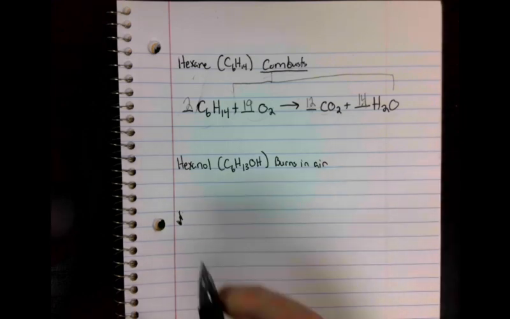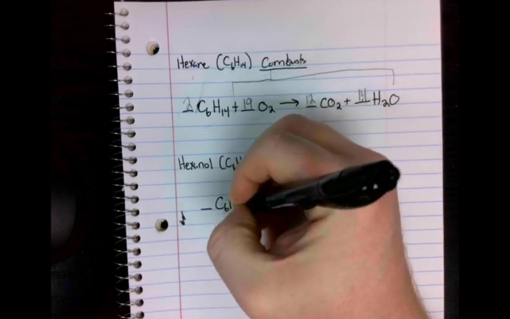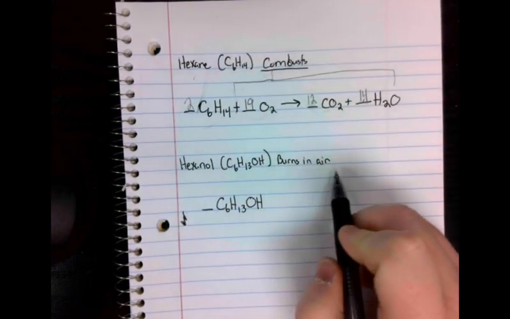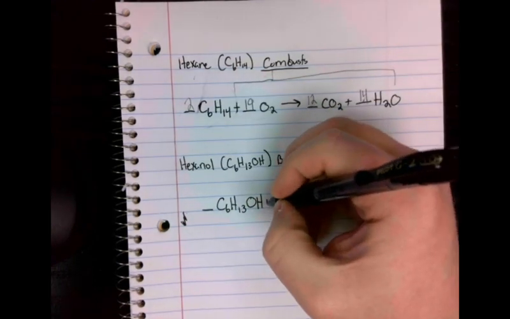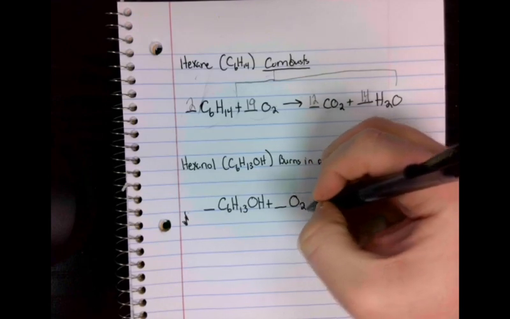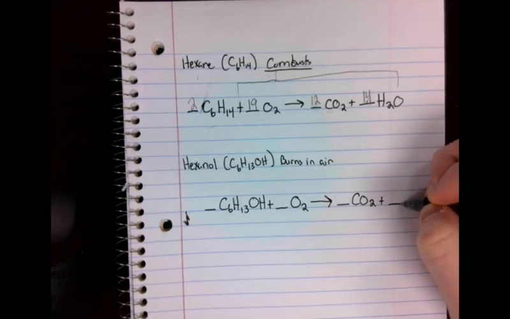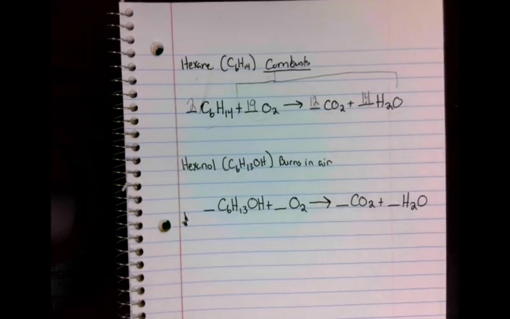Same idea. Hexanol burns in air. It gives us hexanol, which is C6H13OH. But then it says burns in air. Even though it only gives us one element, the fact that it's burning means we know we have to have oxygen for a fire to happen. And it's going to make CO2, and it's going to make H2O. And then we balance, same way as last time.